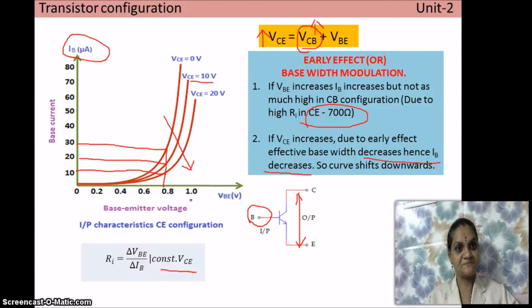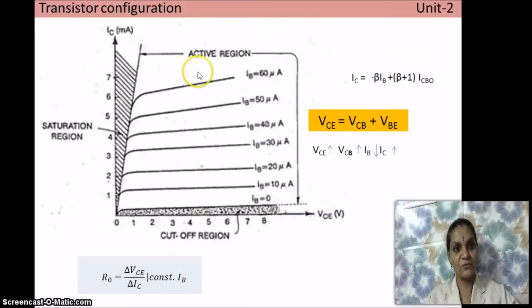Let's discuss the output characteristics of common emitter. For the output characteristics, we take the output voltage on the x-axis and output current on the y-axis, and this curve is plotted for a constant input current, which is nothing but the base current. Let's see how these characteristic curves are plotted.